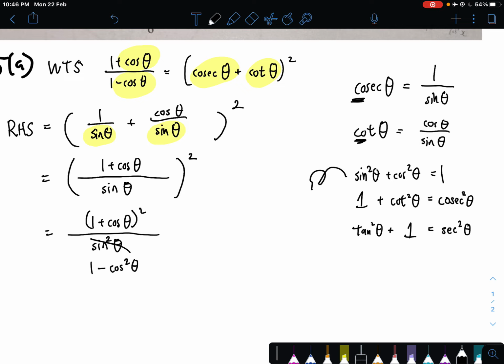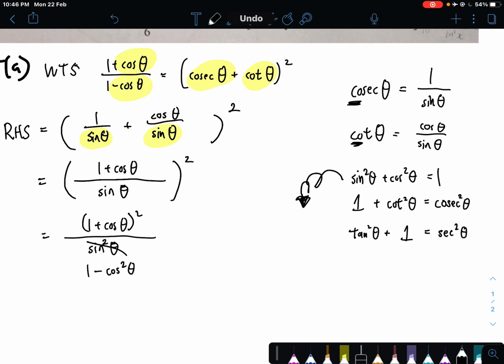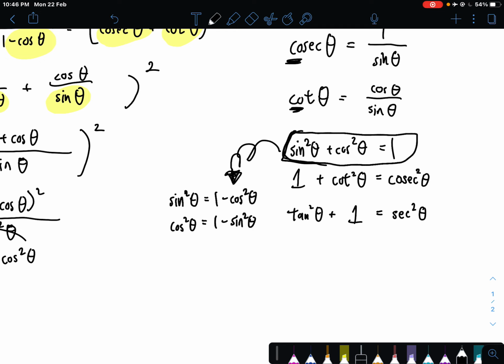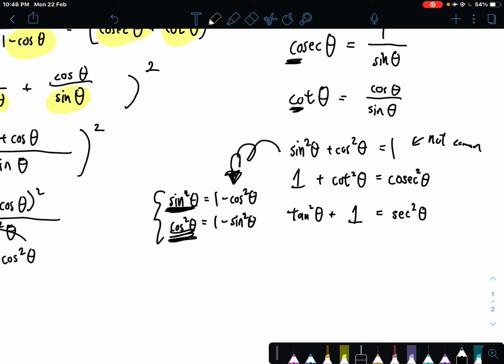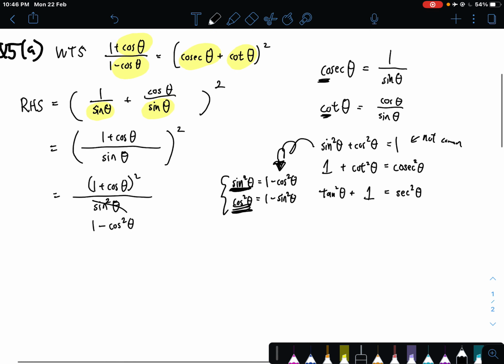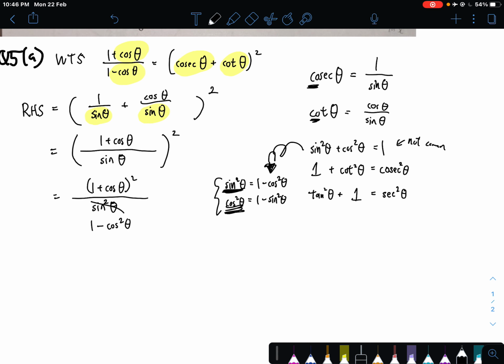Remember I said that sine square plus cosine square theta equals 1. This form is not that useful. Instead, what you should use is sine square theta equals 1 minus cosine square theta, and cosine square theta equals 1 minus sine square theta. I'm not saying that you will never have to use this particular form. There are some questions which require you to use sine square plus cosine square and then substitute it with a 1. But it's not common. Instead, what is more common is for you to have expressions involving sine square and cosine square, then you just replace with 1 minus cos square or 1 minus sine square respectively. Just like in this case, you have a sine square, you replace it with 1 minus cos square.